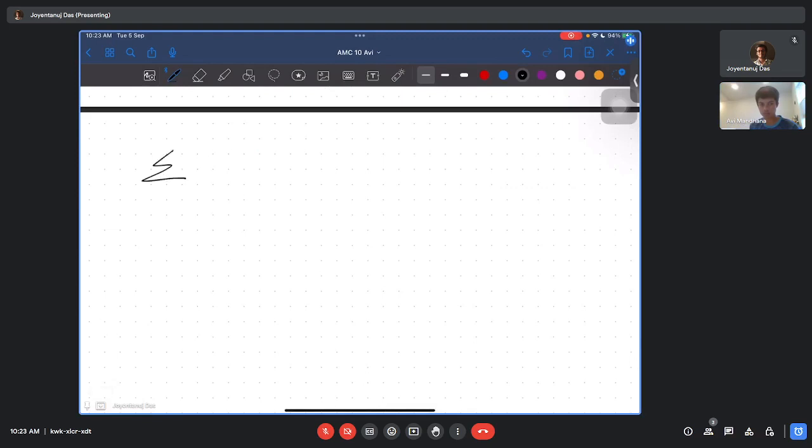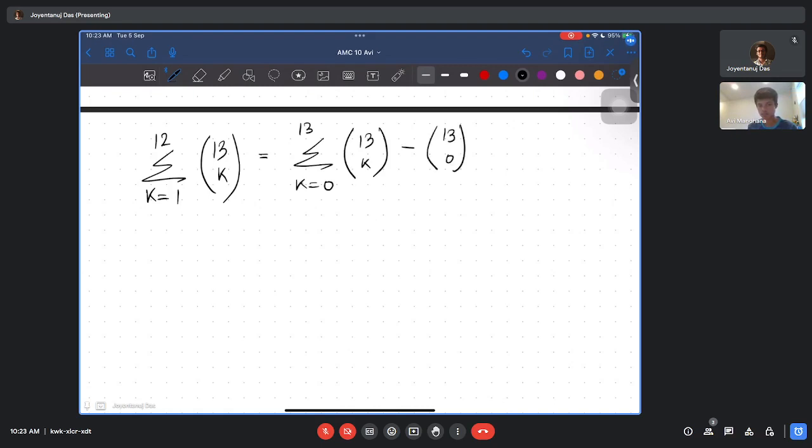So what we are trying to find is the sum for k equals 1 to 12 of 13 choose k. So this quantity I want to find out, right? I want k equals 0 to 13, then only I can apply the formula. So what are the extra terms I'm adding? That is 13 choose 0 and 13 choose 13. These are the two terms I'm extra adding to the summation. So you have to subtract those.